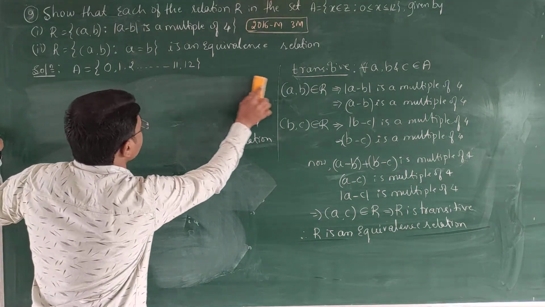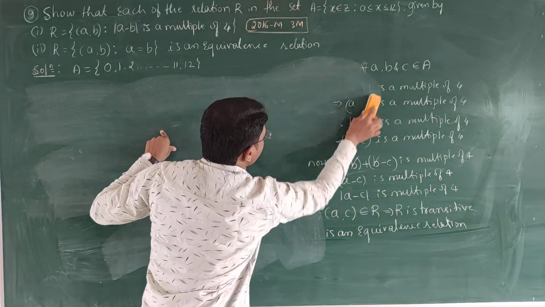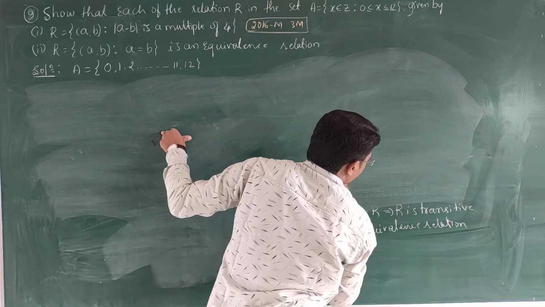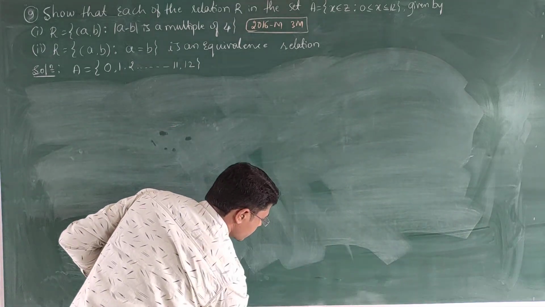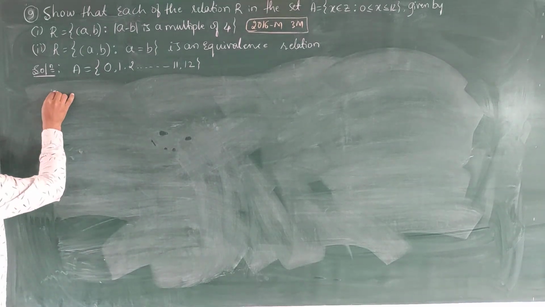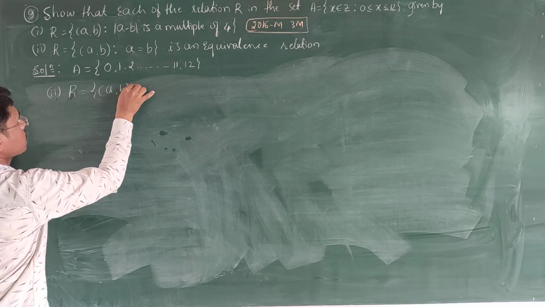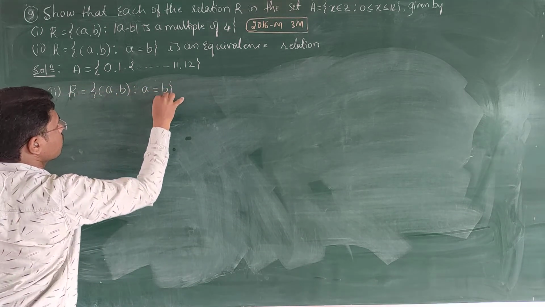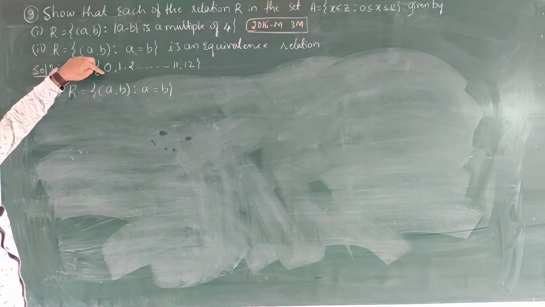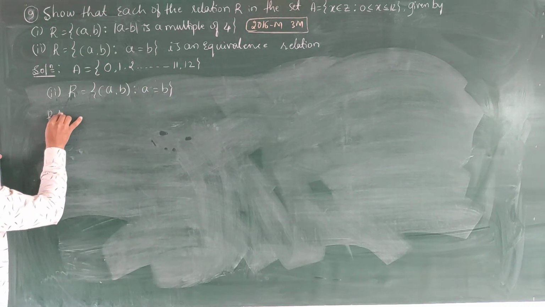That is, (a, b) such that a = b is an equivalence relation. It is a very simple one. I have to show that it is an equivalence relation. So write the second one: R = {(a, b) such that a = b}. This relation is also defined on the same set A, the numbers 0 to 12. First one, reflexive.